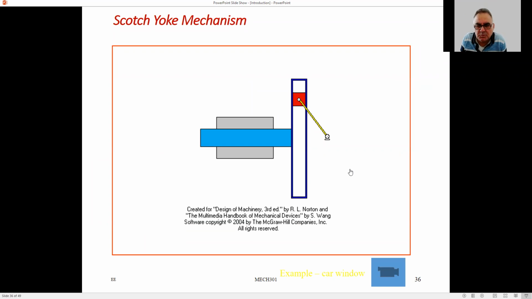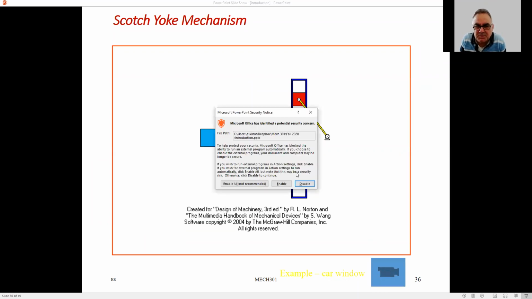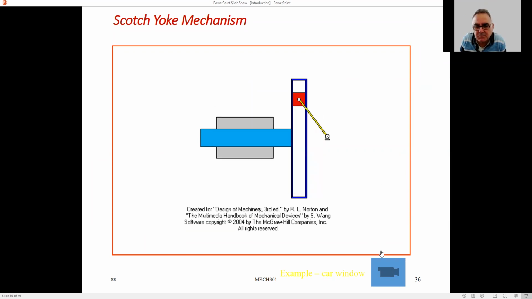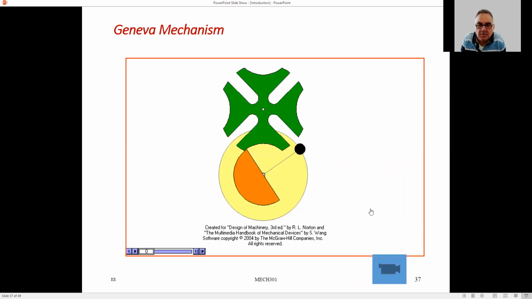This is a Scott yoke mechanism, which is again commonly used. There is a video here, but I don't think I can run this. Maybe I can? No, I cannot. This is a Geneva mechanism. Unfortunately, it doesn't run. But basically, the Geneva mechanism is a mechanism that is used in analog clocks.